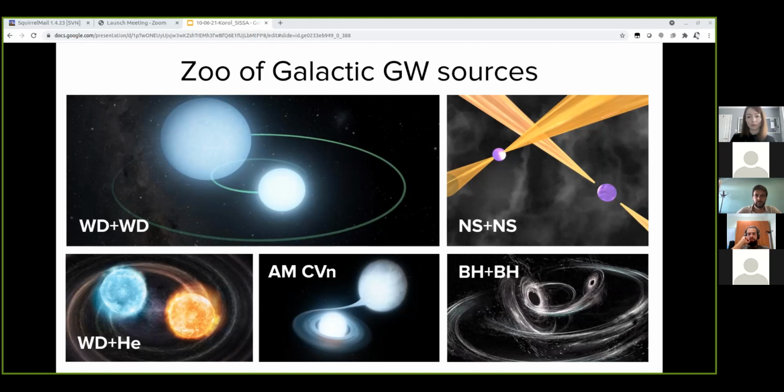Then on the top right, you have the artist's impression of a binary pulsar, with which I wanted to represent the class of the double neutron stars. And finally, I also added the binary black holes here. And of course, you should imagine all kinds of mixed combinations of these binaries, for instance, white dwarf neutron stars, white dwarf black holes, that, for instance, when accreting, we can observe as low mass and high mass X-ray binaries, and so on.